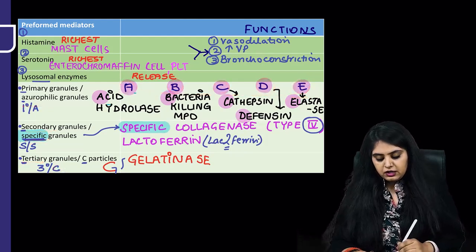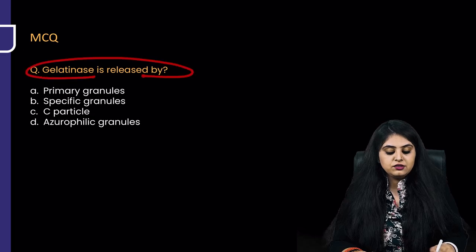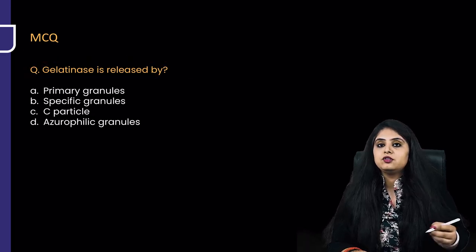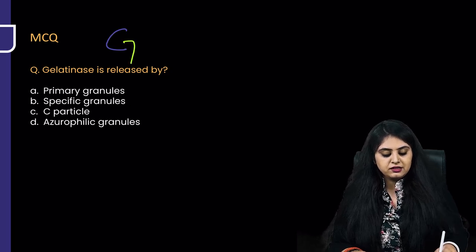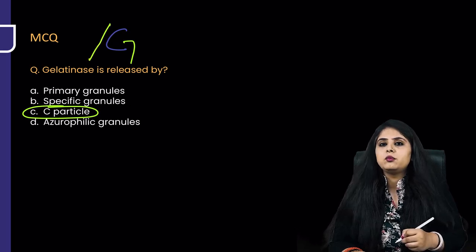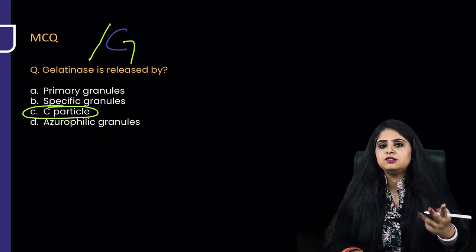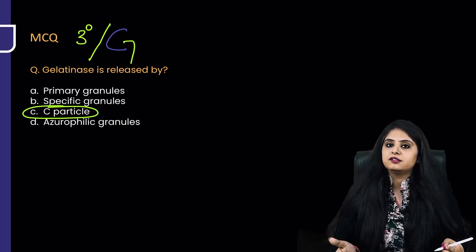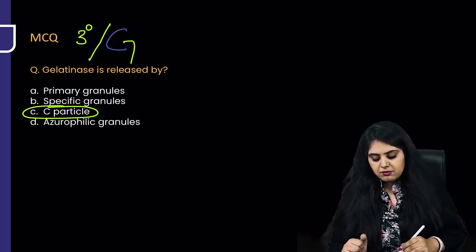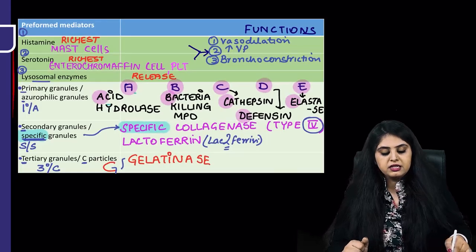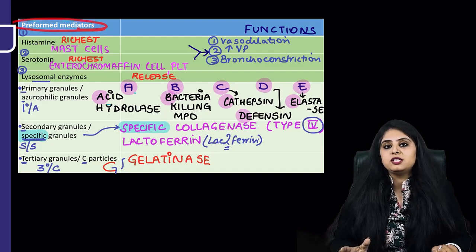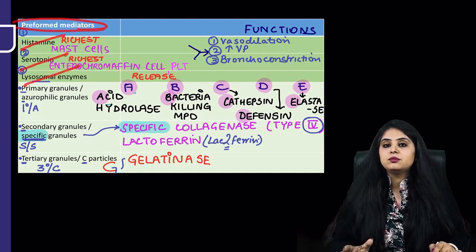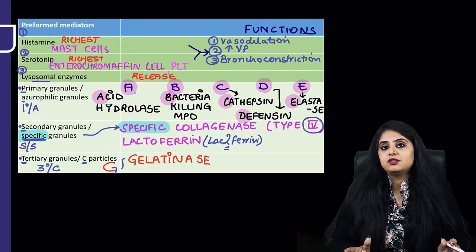Okay, so now once you're done, can you quickly tell me, gelatinase is released by, quick, primary, secondary, tertiary? You said C particles release gelatinase. C particles are what? Primary, secondary, tertiary. A, B, C, third alphabet. C particles are tertiary granules. So you've done 3 mediators. Do you know what category of mediators these were? They were preformed mediators. They are always present in your body: histamine, serotonin, lysosomal enzymes.